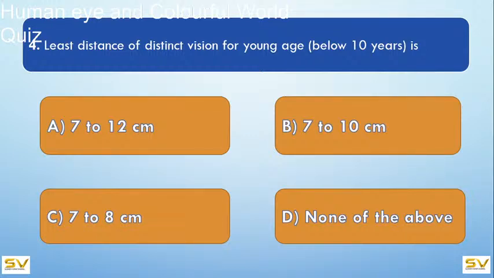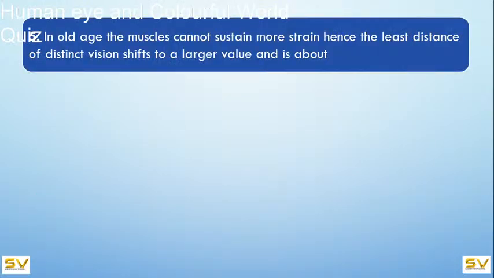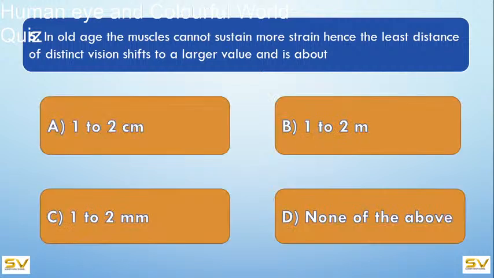And now coming to the next. Because they can sustain that strain. Now, in old age, the muscles cannot sustain more strain, hence the least distance of distinct vision shifts to a larger value and is about. So for young age we discussed. Now what about old age persons? Is it 1 to 2 centimeters, 1 to 2 meters, 1 to 2 millimeters, or none of the above?